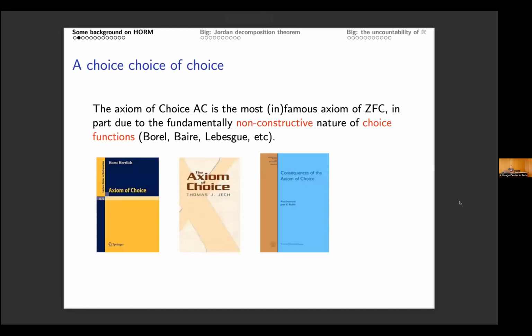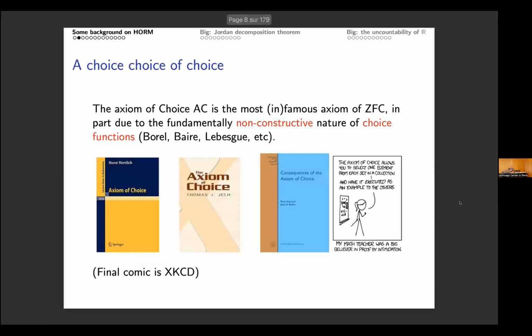Now, the axiom of choice is special. So this first book, by the way, by Horst Herrlich, it's herrlich to read. It's really nice to read. And yeah, so there's books on the axiom of choice. It's famous. It's even famous in popular mathematics, XKCD. I don't know if you can read that. So the axiom of choice is special. Why? As already noted by Borel, Baire, Lebesgue, Hadamard, and these men, the choice function is fundamentally non-constructive.